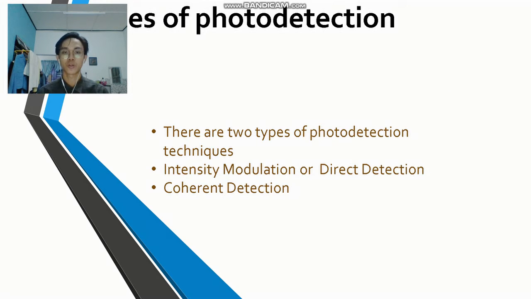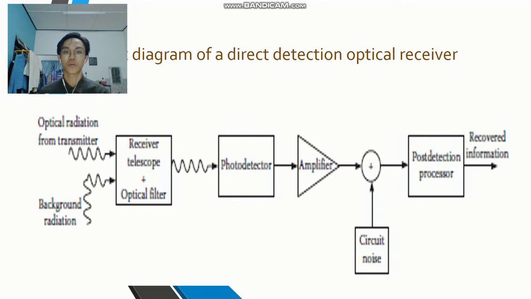Photodetection. There are two types of photodetection: intensity modulation or direct detection, and coherent detection. From the block diagram, you can see that this is direct detection or intensity modulation. As you can see from the left, the transmitted optical radiation passes through the receiver telescope and an optical filter, which then goes through the photodetector directly and through the circuit.